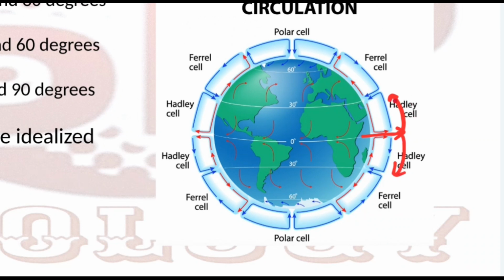After traveling horizontally in the upper atmosphere, the air starts to cool and get denser. So at 30 degree latitude, that is your horse latitude, it will start to descend. Here cold air will descend, so this 30 degree latitude will become a high pressure zone. And as air is getting hotter at the equator, it will rise, so this will become a low pressure region.